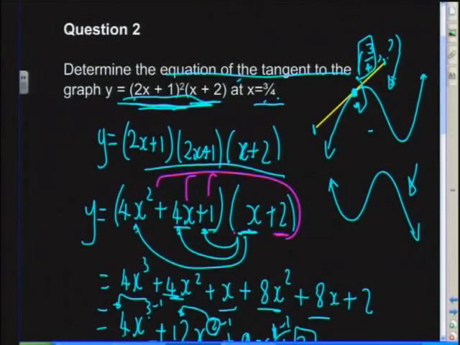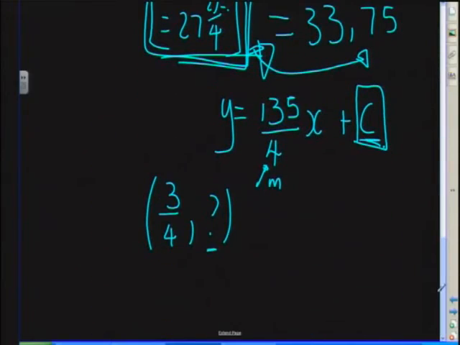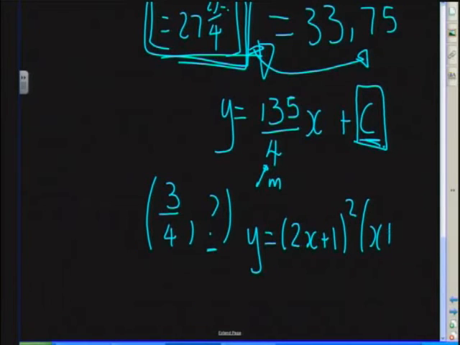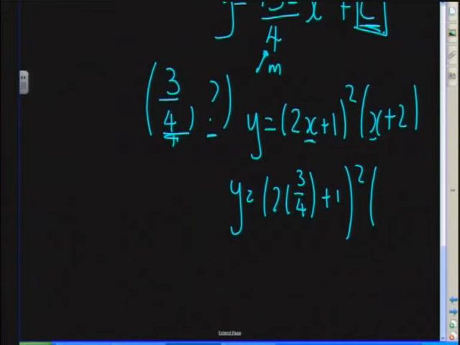y is equal to (2x plus 1) squared times (x plus 2). So I'm simply going to use that equation because obviously it's the only one we've got to work with. I need to find the y value that corresponds with an x value of 3 over 4. So all I'm going to do to find that coordinate is substitute 3 over 4 in place of x in the original equation, and let's see what we get. So it's going to be 2 times 3 over 4. You can put it in this form where we haven't expanded, or you can put it into the expanded form.